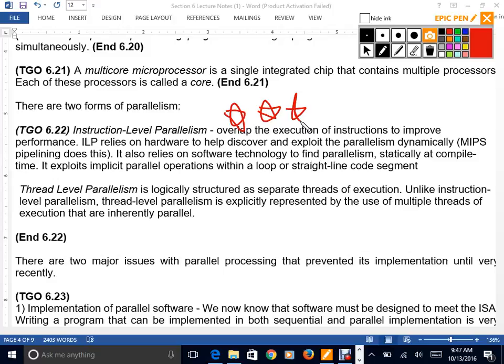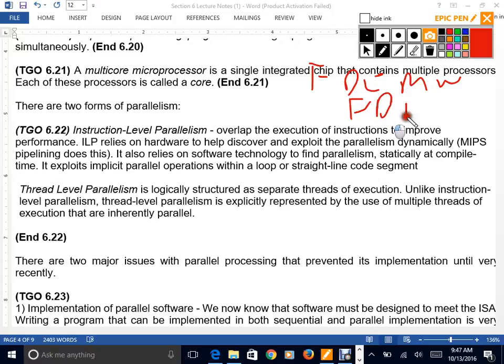So instruction level parallelism we've kind of talked about so far all throughout this course. Pipelining. Instruction level parallelism overlaps the execution of the instructions to improve performance. So we have fetch, decode, execute, memory, write back for one instruction, right? So you see we have fetch, decode, execute, memory, and write back. Fetch, decode, execute, memory, and write back. So you have all this overlap in the instructions.